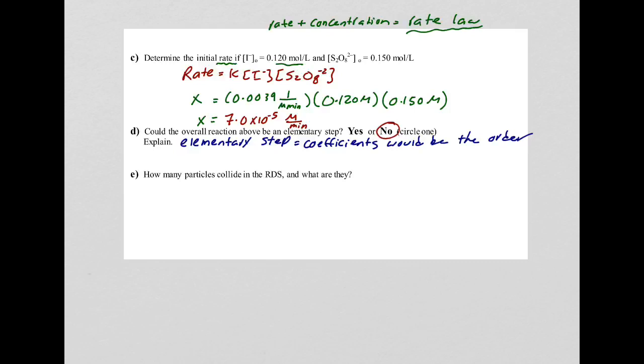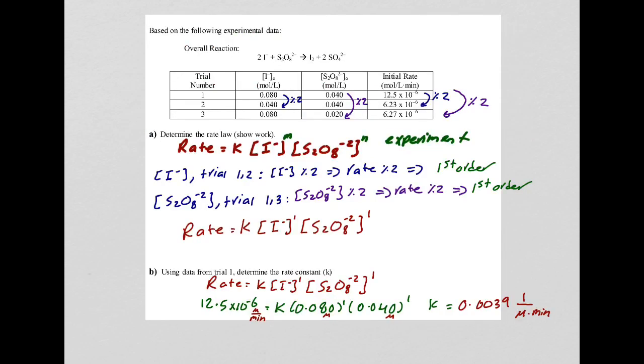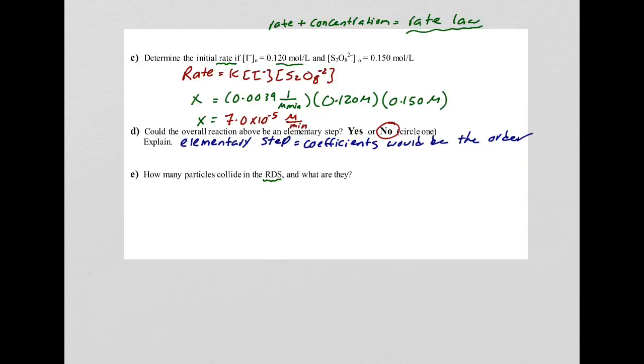How many particles collide in the rate determining step? Okay, how many particles collide in a rate determining step? So we established, and pay really close attention because I know these are not easy, that this is not a one-step reaction. So it's going to have a couple of steps at least until the reaction happens. And if you remember, based on the mechanism, the rate determining step, the RDS, that's the slow step, will determine the rate law for the reaction, right?